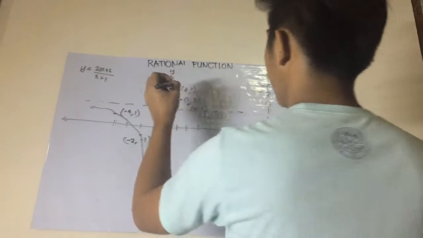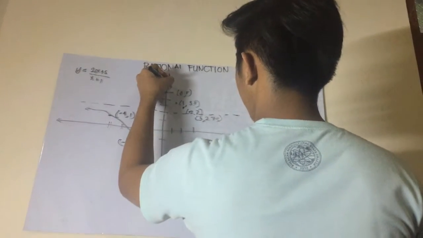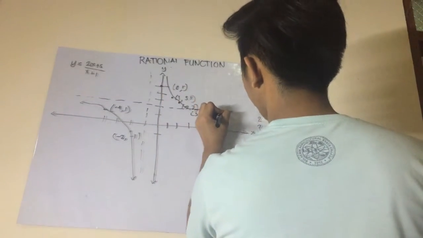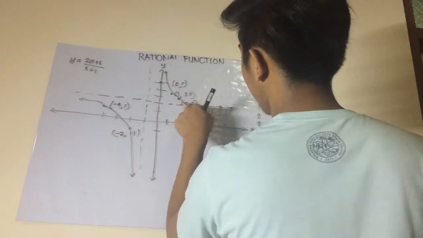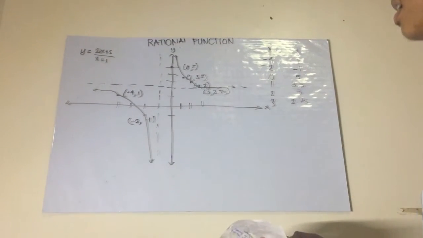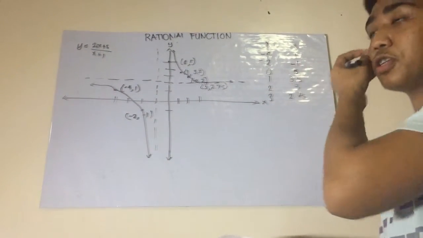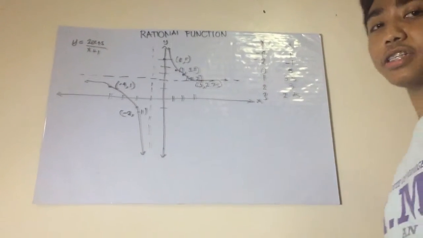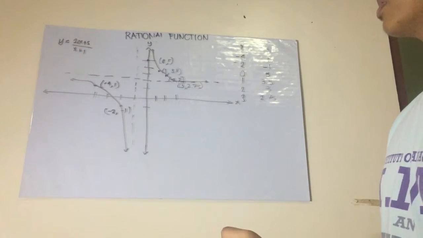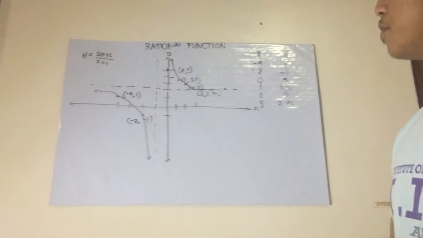So, dito naman, ganyan tayo. Again, hindi siya tatama sa horizontal and vertical asymptote. Hindi lang masyadong malinaw. So, ayan. Ganyan tayo mag-graph ng rational function. Ganyan tayo kumuha ng intercept, asymptotes, saka ng zeros. So, yun lang lahat.